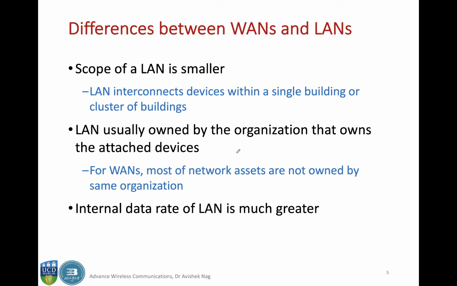But for WANs, most of the network assets are not owned by the same organization. So if you consider the countrywide WAN of, let's say, China, the different switching nodes and the connection links can be owned by multiple organizations. It can be the government and private organizations. It can be many private companies together. So this is the difference. And then the internal data rate of a LAN is much greater compared to a WAN. So you can have a very high speed LAN within a building.